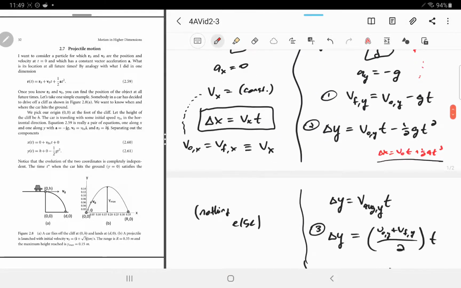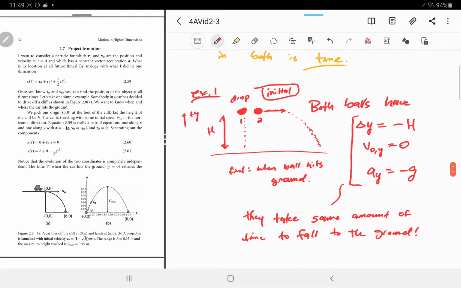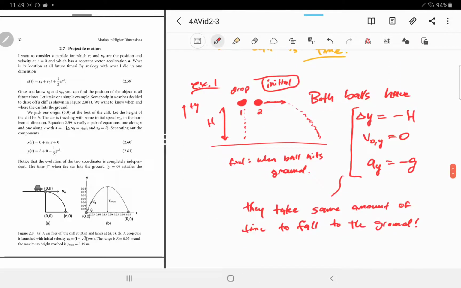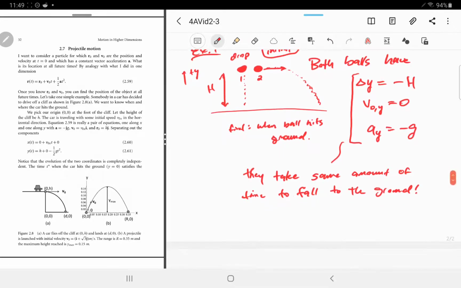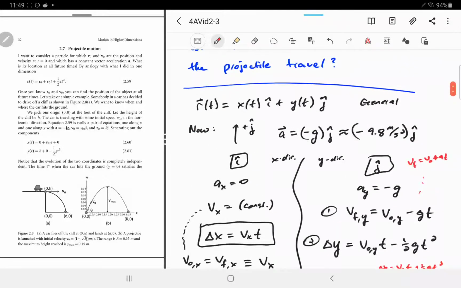The motion in the horizontal direction is completely independent from the vertical direction because the initial conditions in the vertical direction were the same for these two balls. When we solve for time, it's going to be the same thing. So obviously delta x for ball 2 is going to be very different from delta x for ball 1, which is 0. But they take the same amount of time. So that's the first interesting consequence of these.